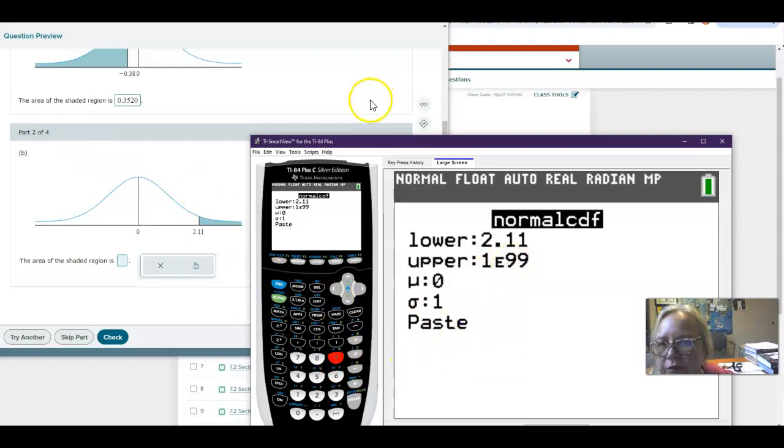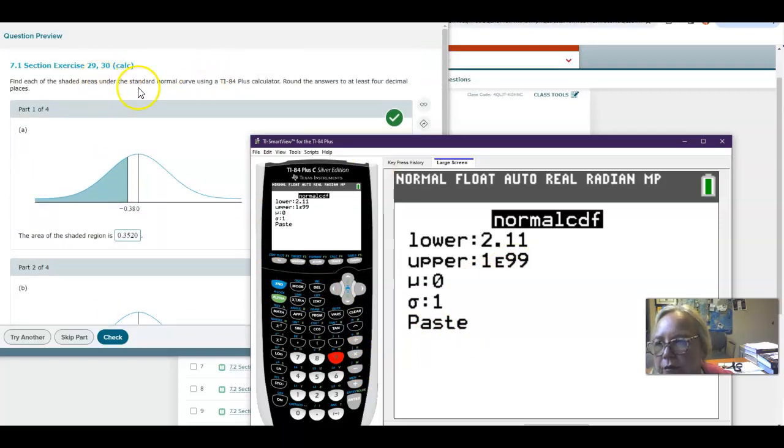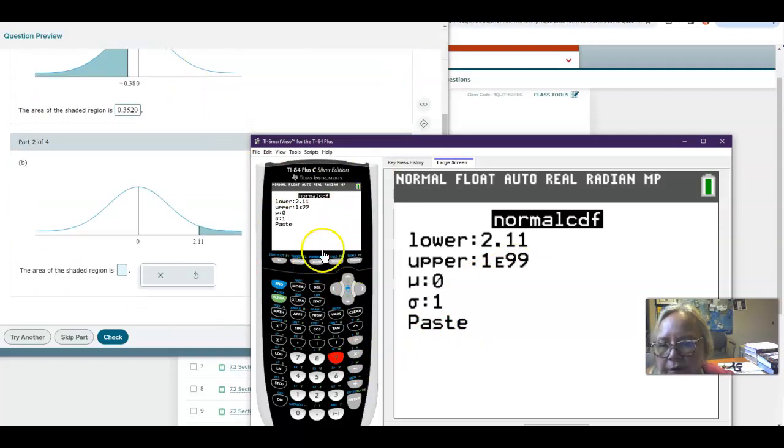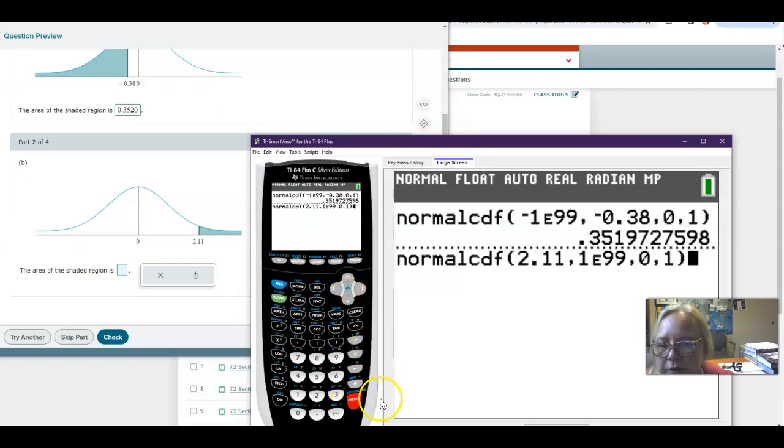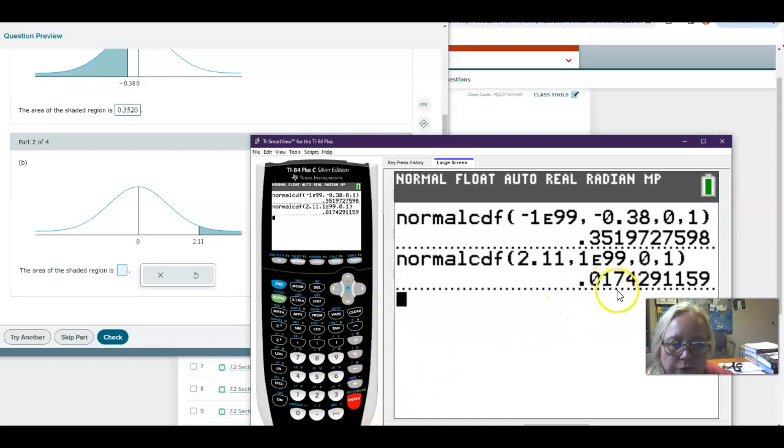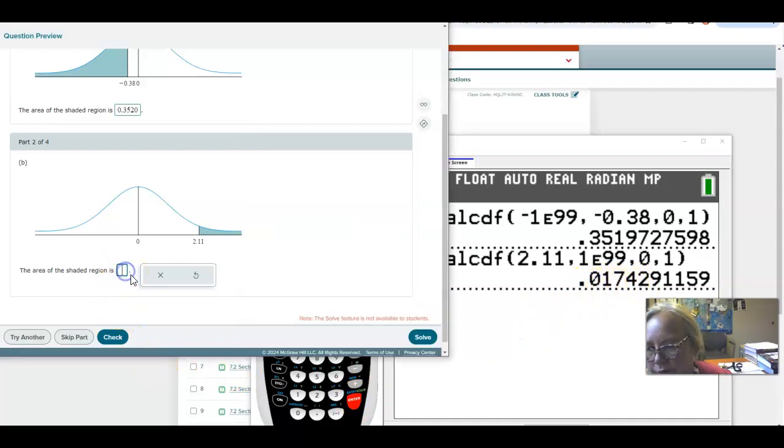Since we're dealing with the standard normal curve, mu is 0 and the standard deviation is 1. We calculate and enter the answer rounded to 4 decimal places, so it will be 0.0174. So we're going to enter and check.